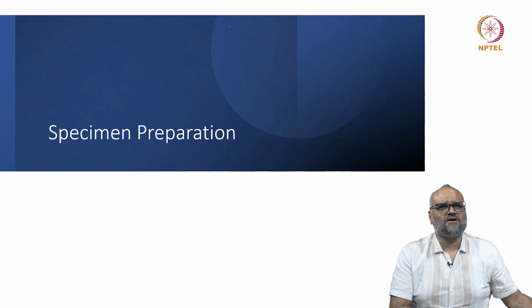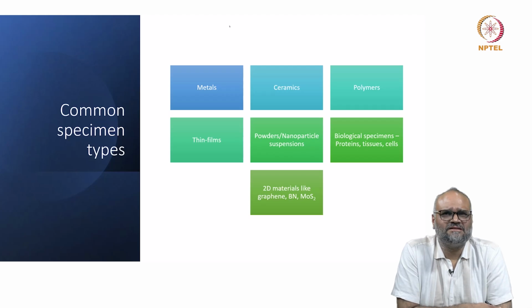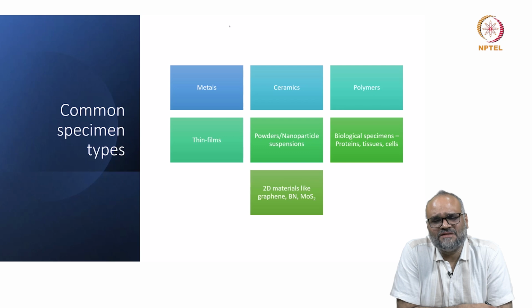So the most common materials that you can study are metals, ceramics, polymers, thin films, powders or nanoparticle suspensions. You can also look at biological specimens, proteins, cells, tissues, 2D materials, which is one of the most happening areas now.